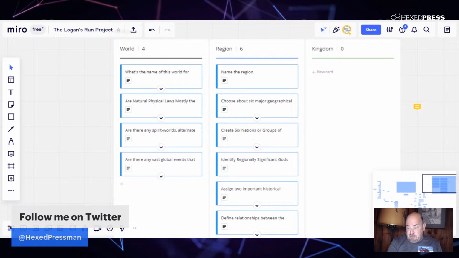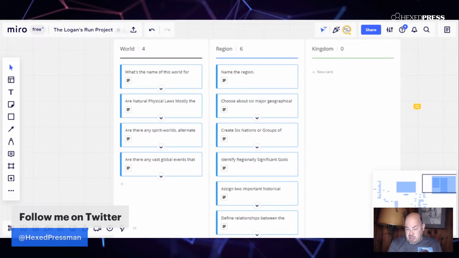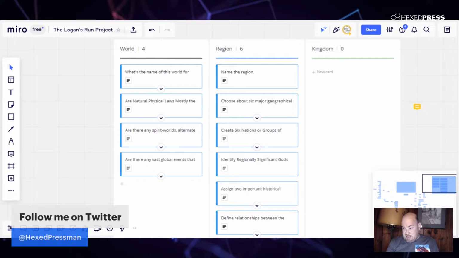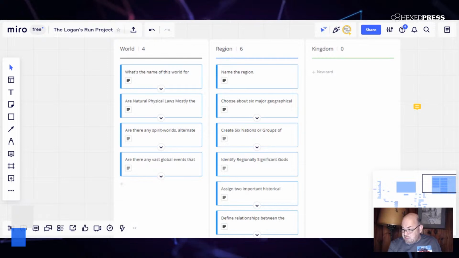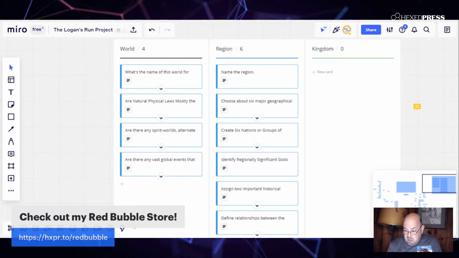So we answered some questions about the region. We answered some questions about the world, about the region. Now we're at that kingdom level. I can put those glasses on so I can get a better look at the PDF. Okay, question number one on the kingdom level.